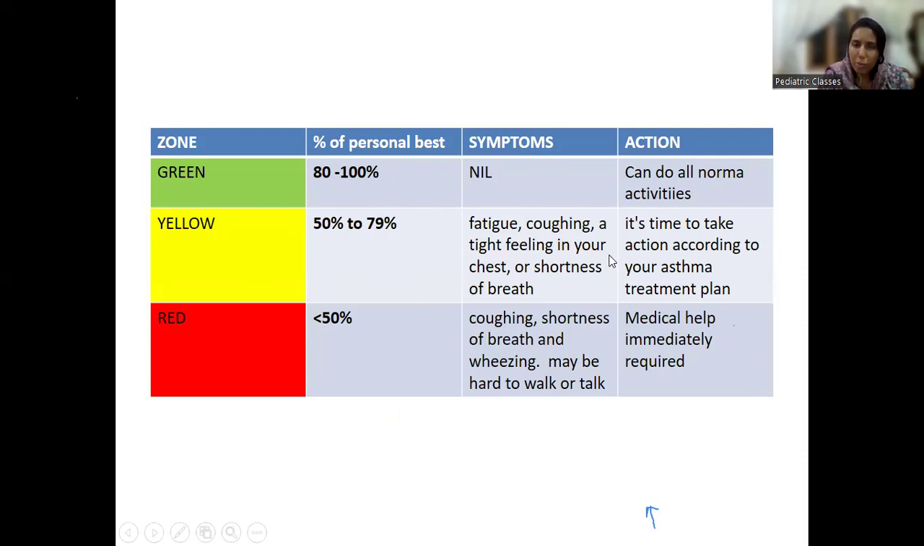Whereas in the yellow zone, the patient may start feeling a bit of coughing, fatigue, slight tightness, shortness of breath, etc. So now, according to the asthma action treatment plan, we can take the reliever medications and start accordingly. But if it is red, that is, the patient is having so much cough, shortness of breath, not able to walk, talk, etc., and you get a PEFR that is less than 50%, it is high time to immediately call for medical help and start the reliever medications and go according to your asthma treatment plan. And don't forget to seek medical help immediately once you are in the red zone.